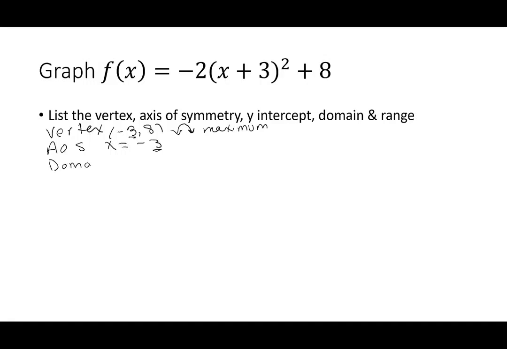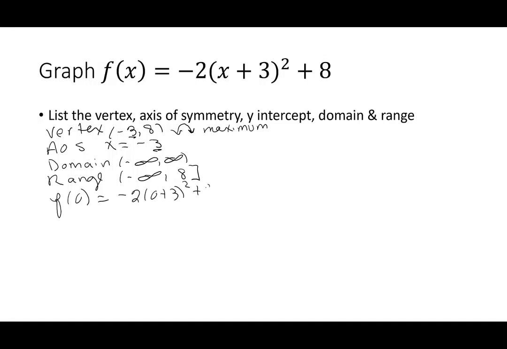The domain is -infinity to infinity. And then the range, the maximum it's going to be is +8, so I want to say -infinity until 8 and then a square bracket. I wrote find the y-intercept, but in actuality I want to find all intercepts. So let's do f of 0 is -2 times (0 plus 3) squared plus 8. So this is -2, 3 squared is 9, plus 8.